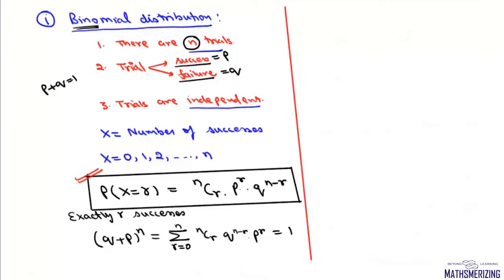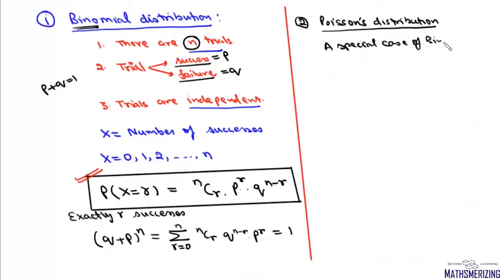Now the second important discrete probability distribution is Poisson's distribution, or we call it Poisson distribution. Now this Poisson's distribution is a special case of binomial distribution. Now binomial distribution changes into Poisson's distribution if it satisfies two conditions.